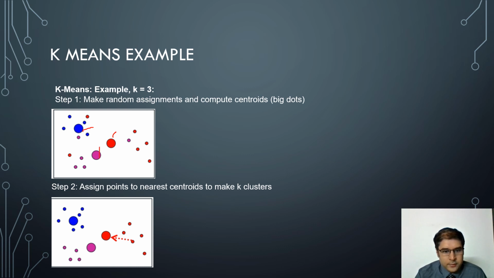Assign points to the nearest centroids to make k clusters. So we assign points to the nearest centroid to make k clusters here. These blue dots are nearest to this blue centroid, so they are one cluster. These red dots are nearest to this red centroid, so they are the red cluster, and similarly the pink cluster is made. So three clusters are made with these three centroids.